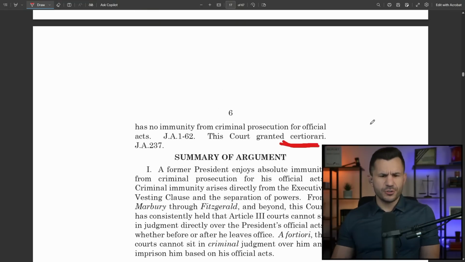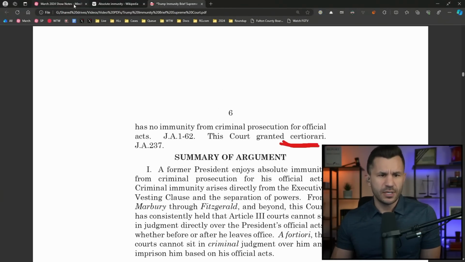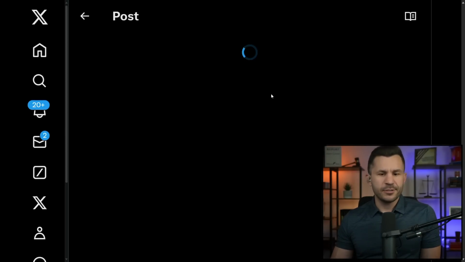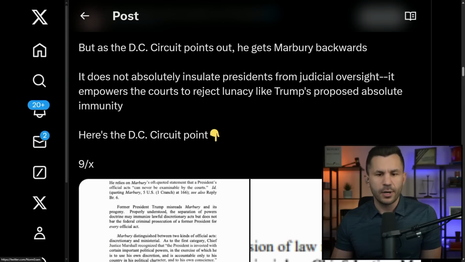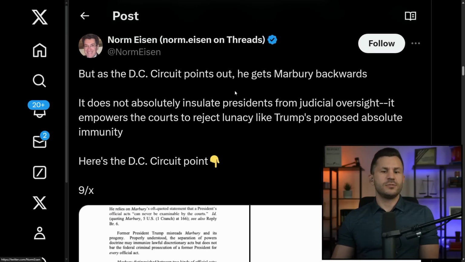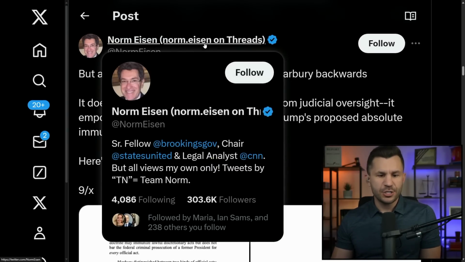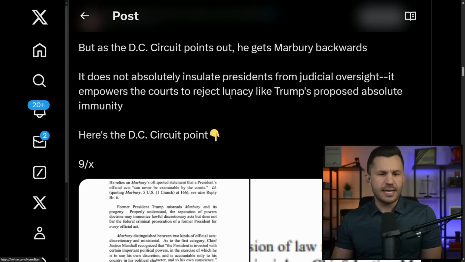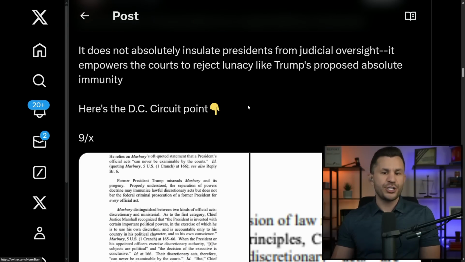Now, I want to pause here for just a brief minute and show you a contrary argument on this. So there is this response that says, no, Rob, you're just a dum-dum. You're reading Marbury wrong. How could you read Marbury so wrong? We obviously can sit in judgment of a president's official acts, and Judge Chutkan was right. And so this person who has a terrible take on this, but is in alignment with Chutkan, is named Norm, and he posted this. He says, the D.C. Circuit points out that Trump people get Marbury backwards. That does not absolutely insulate presidents from judicial oversight. It empowers the courts to reject this lunacy like Trump.